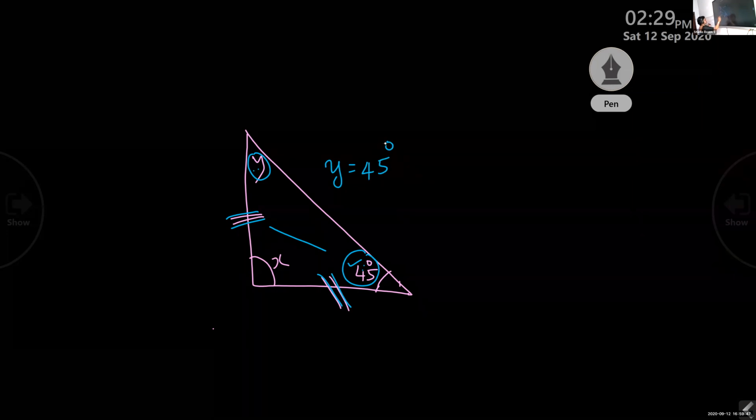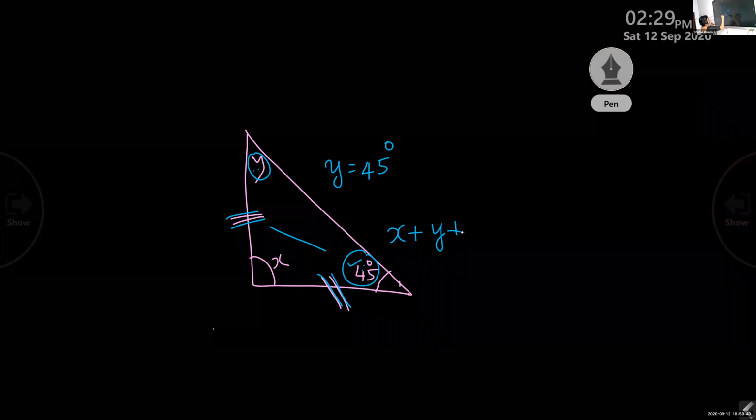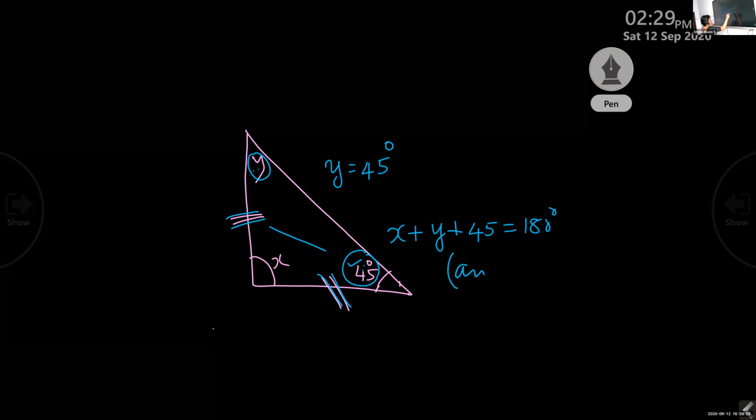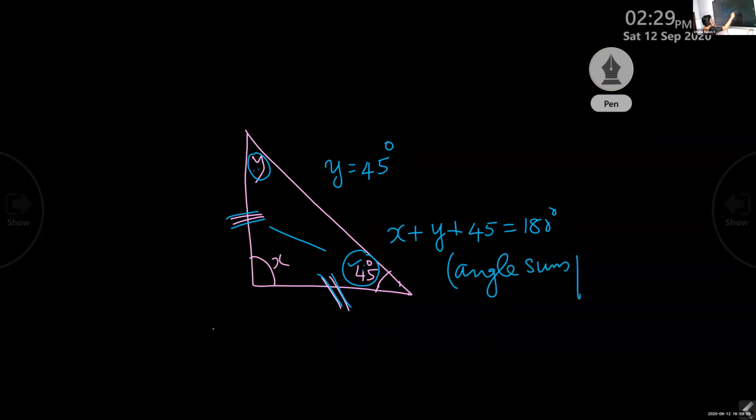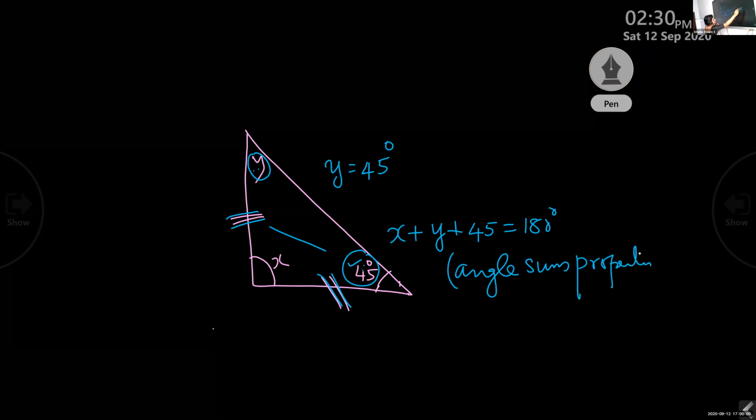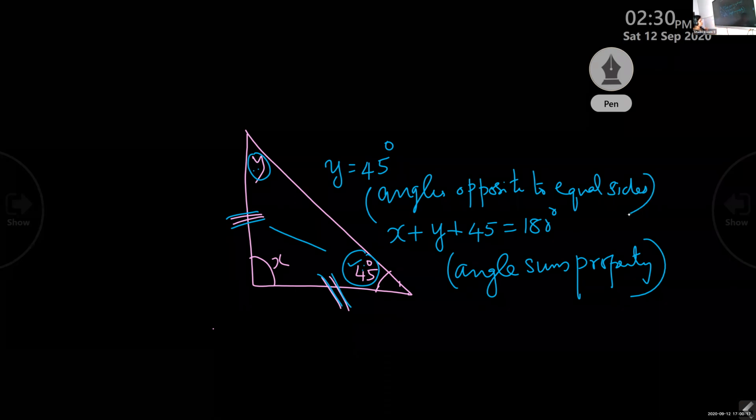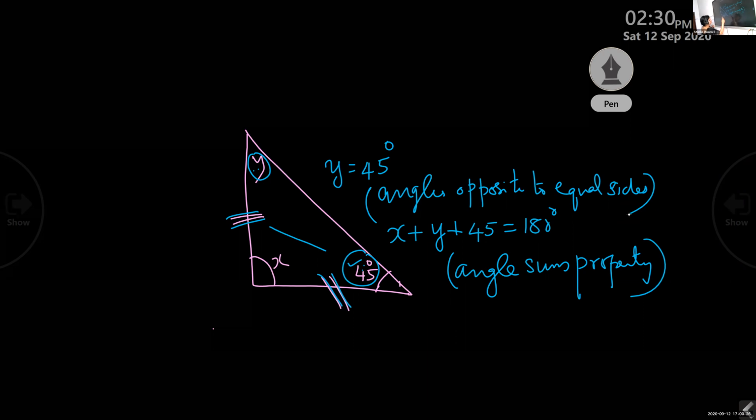Now you can say X plus Y plus this 45 is equal to 180, angle sum property of the triangle. Now here you write the reason: angles opposite to equal sides are equal. You have to write the reasons like this, okay? Then X plus Y plus 45 is equal to 180 degree, angle sum property of the triangle. So we know what is Y. Y is 45 we got.